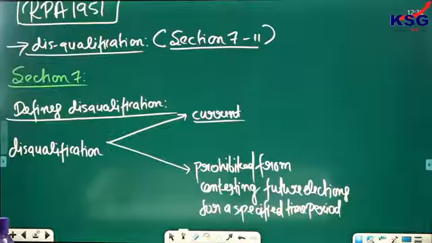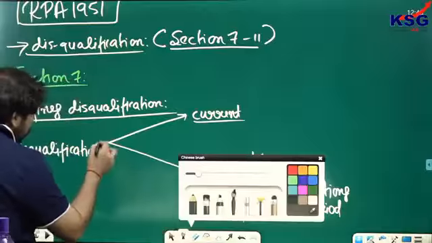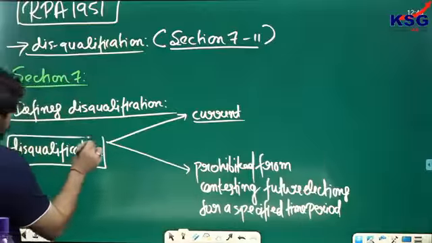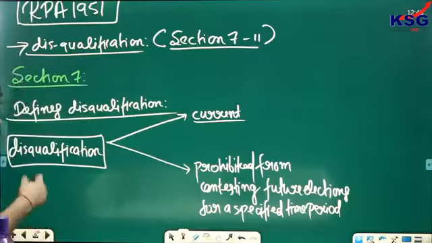This is how you can think about disqualification: you can be removed in the current term, but also prohibited from contesting future elections for a specified time period. This is what section 7 covers on disqualification, right? So please remember this definition of disqualification: the current period, but over and above that you can be barred.